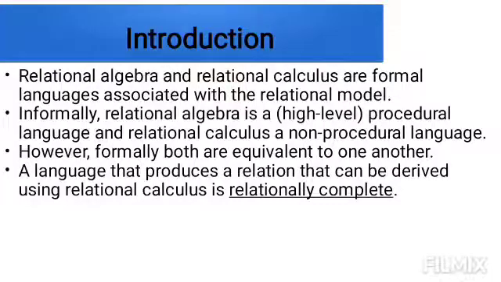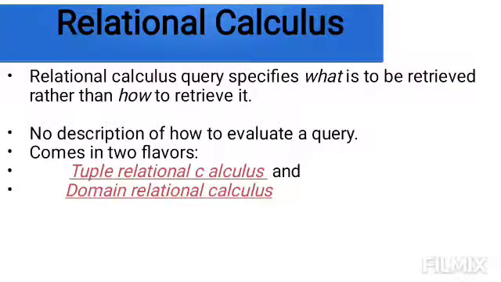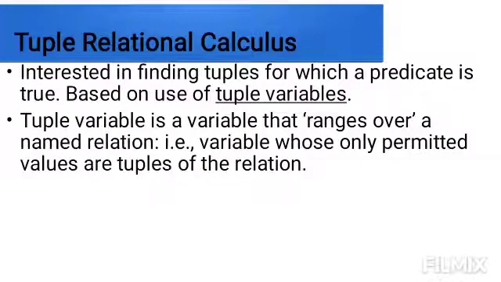Relational calculus is not related to differential or integral calculus, but it takes its name from predicate calculus. Relational calculus has two forms: tuple relational calculus, proposed by Codd in 1972, and domain relational calculus, proposed by Lacroix and Pirotte in 1977. Let us look at the tuple relational calculus.